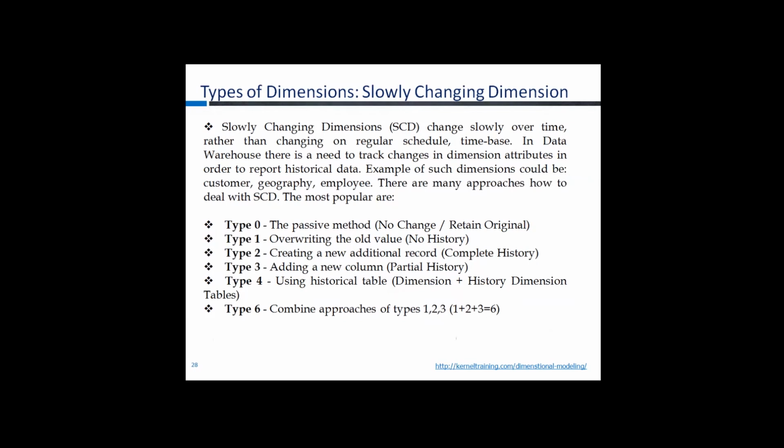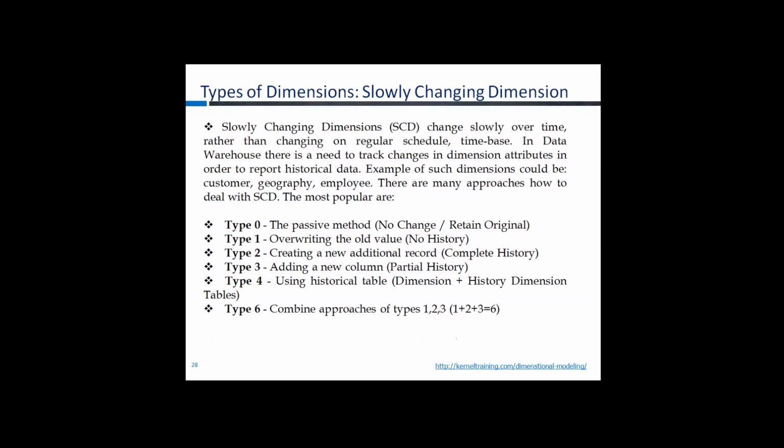So when we have a history of changes for dimensions, only then can we study the impact: why the transactions increased because of these changes at the dimension level, or why they decreased. So the best option is type 2.